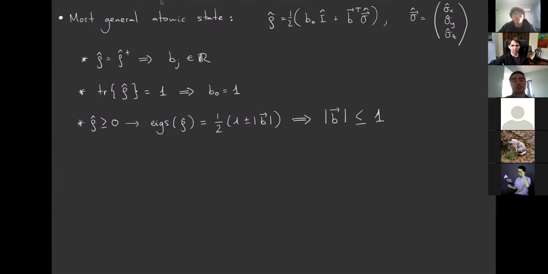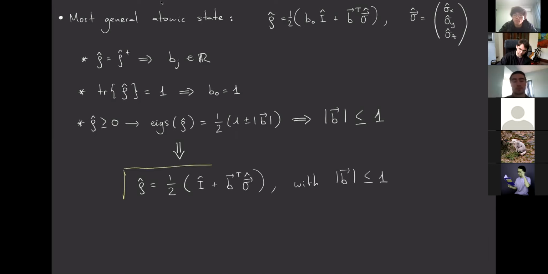Okay? So, in other words, let me summarize. The most general quantum mechanical state of an atom, including mixed states and everything you can think of, can be written as the identity plus a real vector times the Pauli matrices, or the Pauli operators, where the B must necessarily have magnitude, a modulus, smaller or equal than 1.